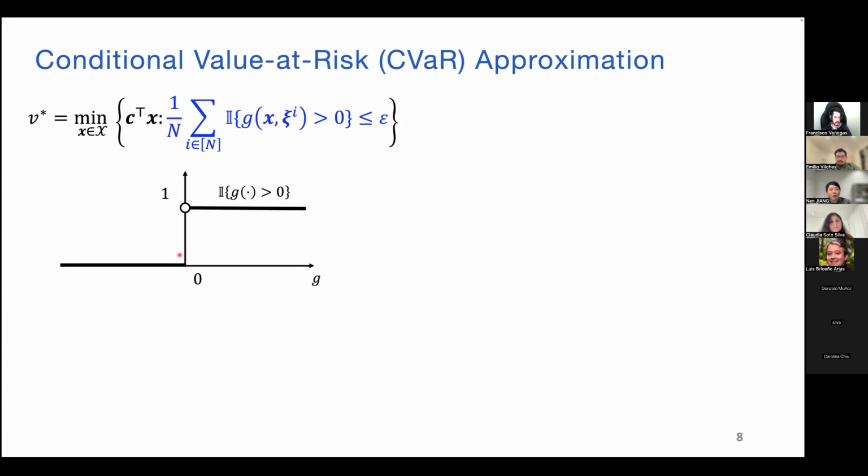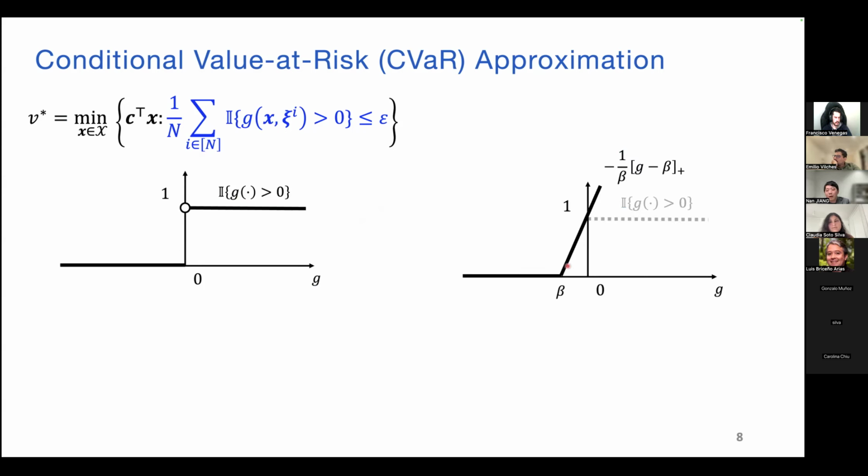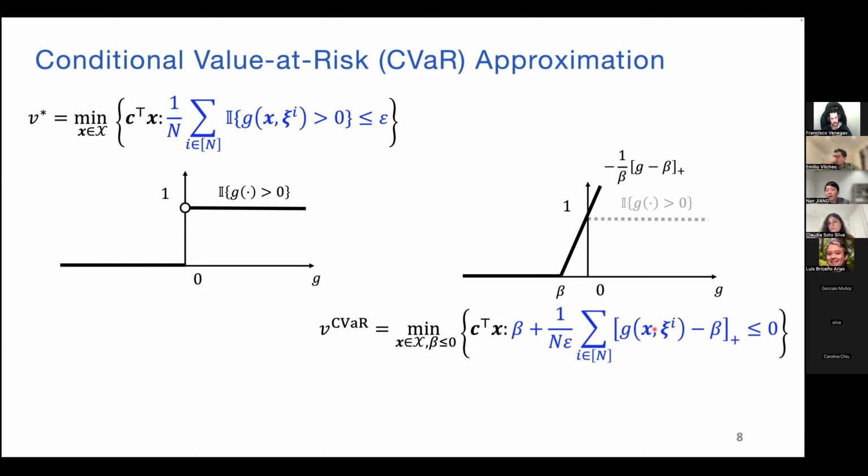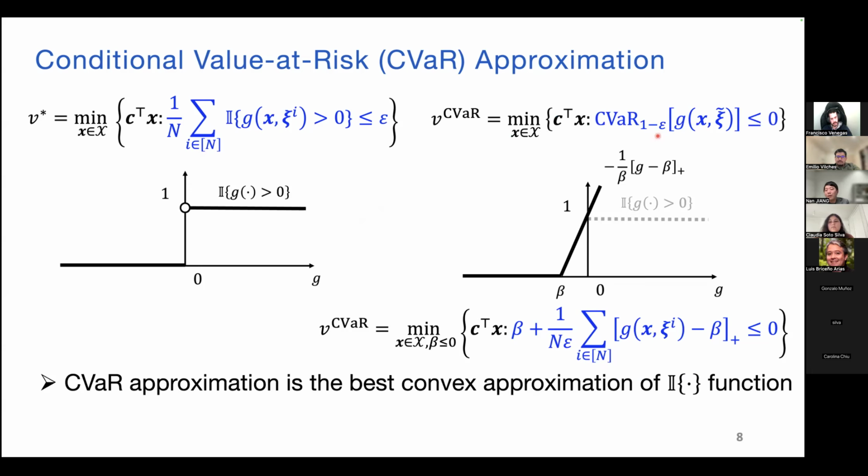So clearly this problem is non-convex. So how to convexify this indicator function? A very simple way is to choose a negative point here, and then draw a line from this point to the (0, 1). And then this line can be denoted in this way. And we can replace the indicator function by using this function, and we can write down in this way. And this is exactly the form of the CVaR approximation. This has a CVaR corresponding formulation. So this has been shown to be the best convex approximation of the indicator function. This is the result in 2007.